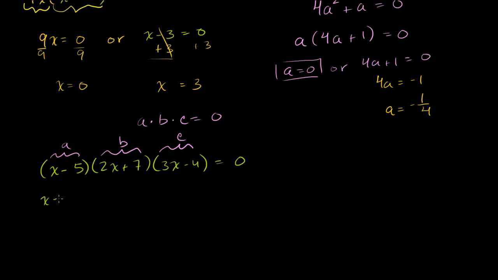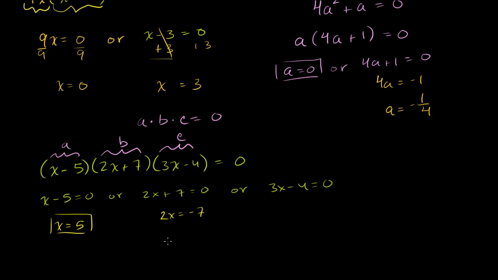So that means that either x minus 5 is equal to 0, or 2x plus 7 is equal to 0, or 3x minus 4 is equal to 0, and we can solve each of these independently. Add 5 to both sides of this equation, and you get x is equal to 5. So that's one solution to this equation. Over here, subtract 7 from both sides. You get 2x is equal to negative 7. Divide both sides by 2. You get x is equal to negative 7 over 2. That's another solution. And then finally, add 4 to both sides of this equation. You get 3x is equal to 4. Divide both sides by 3. You get x is equal to 4/3.